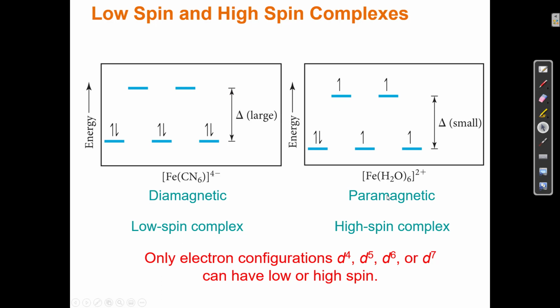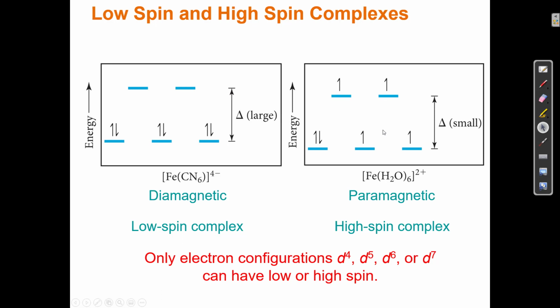Now we're looking at water as a ligand. Water is a weak field ligand, and it's neutral. So having 6 of them doesn't affect the charge of the complex because it's neutral. Therefore, if the complex has a +2 charge, then iron must be in the 2 plus oxidation state. So water being a weak field ligand means that this gap is going to be small.